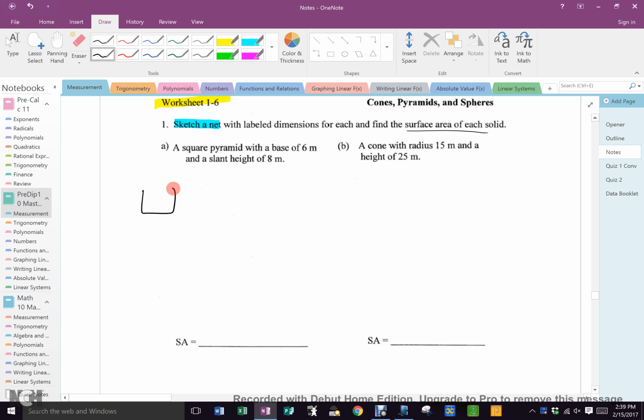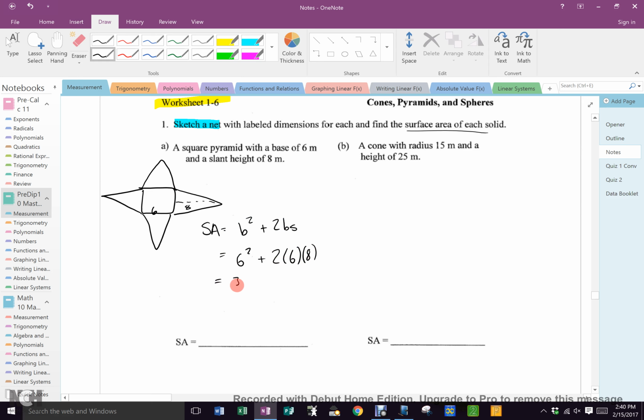Square pyramid with a base of 6 and a slant height of 8. So that's what it would look like. And the formula for a square pyramid is b squared plus 2b slant. So the b is 6 squared plus 2 times 6 times 8, which is 36 plus 96, which is 132.